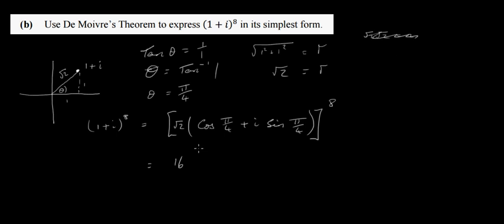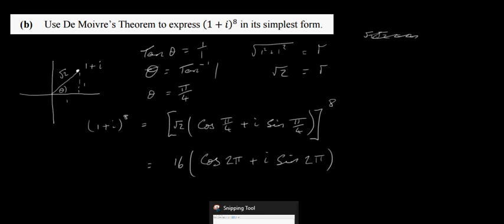That's fine. Okay, so here now is where we're going to bring the 8 down in front of the angle here. So it's going to be 8 times pi over 4, or just simply cos 2 pi, plus i sine 8 times pi over 4, or sine 2 pi. Okay, so that's really it, but it says in its simplest form. So let's see what we can do with this.